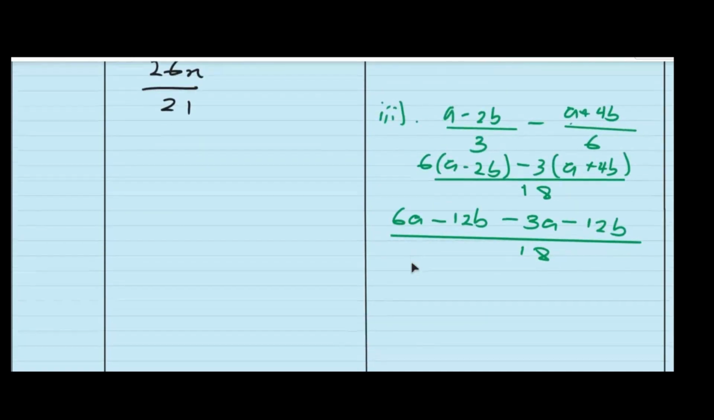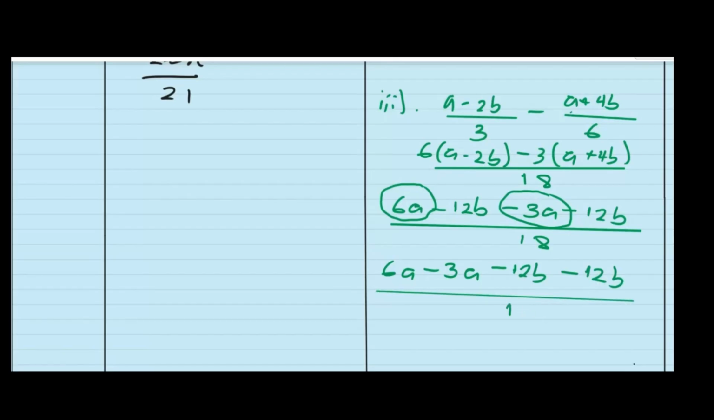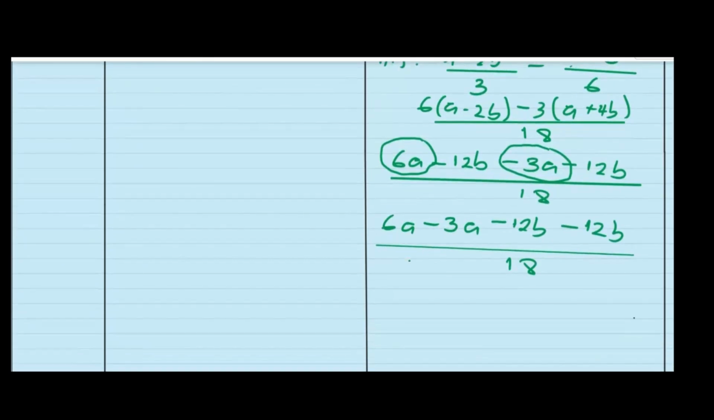Let's continue from here. We can group like terms, or we can collect like terms here. 6a and that of negative 3a, they are like terms. And then the other guys are also like terms. So let's collect like terms. So that's going to give us 6a minus 3a. We come to the other part. So that's going to be negative 12b. That is this guy. So we have negative 12b, and this one, another minus 12b. And then remember, it is all over 18.